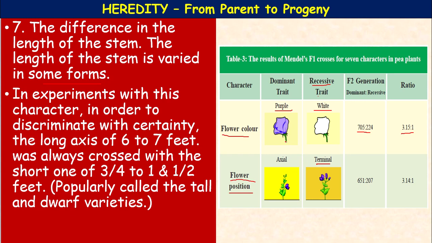So we come across different terminologies in this genetical study, heredity: homozygous, heterozygous, monohybrid, dihybrid, test cross, back cross, reciprocal crosses. We come across all these things. Listen carefully, children, from here onwards.